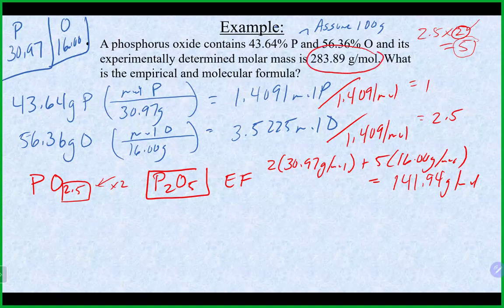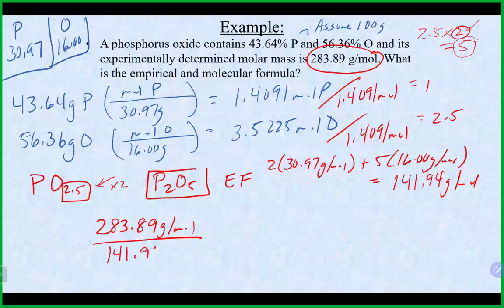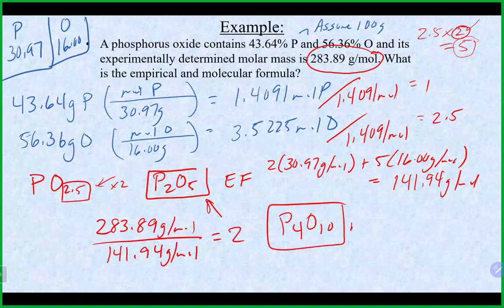And the third thing there is our molar mass of the compound that was given to us in the problem. We're going to take, again, our larger number, which should be our molar mass of our compound, divided by 141.94 grams per mole. That's going to give us a 2, I believe, in this case. By the way, it will not always be a 2, but it happens to be here. We're going to multiply now our empirical formula by that 2. It's going to give us P4O10 as our molecular formula in this case.